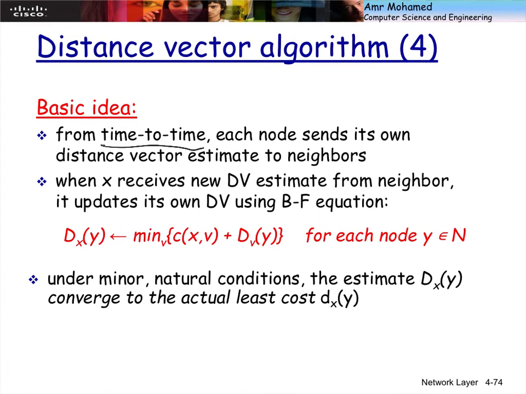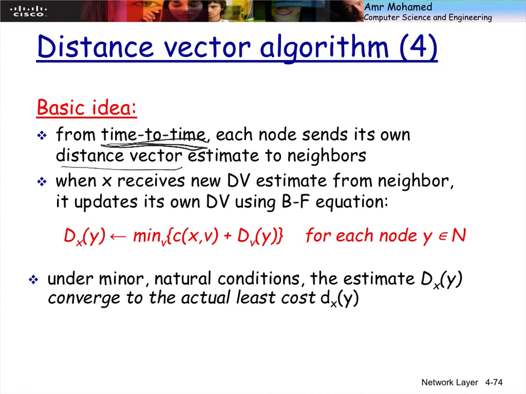So the basic idea is that from time to time, and here "from time to time" is underlined. As I said, RIP says 30 seconds. EIGRP says sometimes every 5 seconds, sometimes every 30 seconds. But if there is an event, we send an immediate update. That's why it's from time to time. But you have to keep doing that.